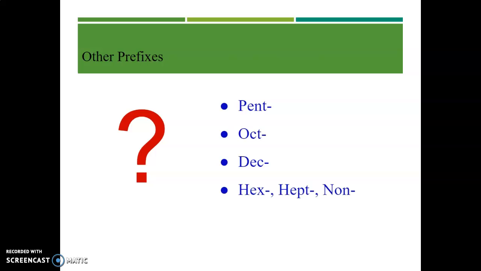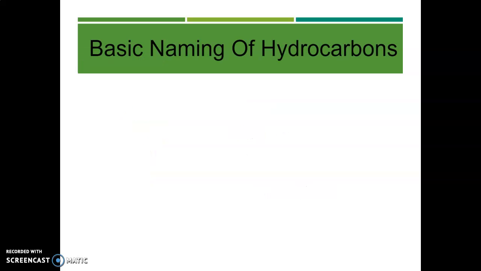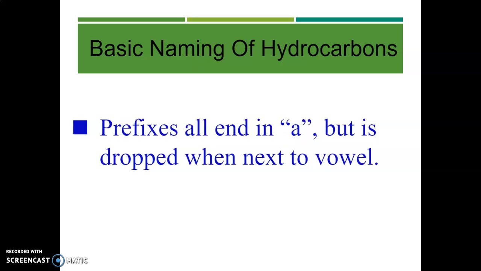But again, you guys are already familiar with most of those prefixes because you've seen them in math. We talked about them in chapter 8. The only ones that are a little bit different for you guys are 1 through 4, because normally 1 would be mono, but in this case, it's not mono, it's meth. Okay? All right, now, the ending, the naming part of it, this is another part of the basics.